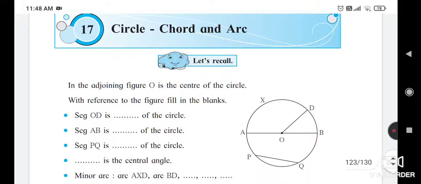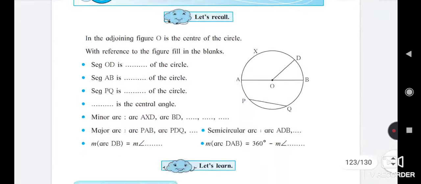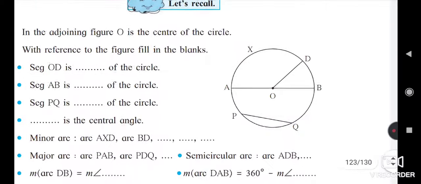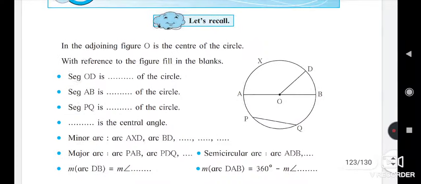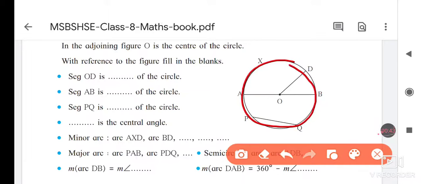Before starting the lesson, let's recall some of the points that you have already studied in the previous class, that is in class 7. Okay, so here is one figure. Here a circle is shown. As you all know, this is our circle. Inside this circle, the line which passes through the center of the circle and joins 2 points on the circle is called a diameter. This is a recall, I am just revising.